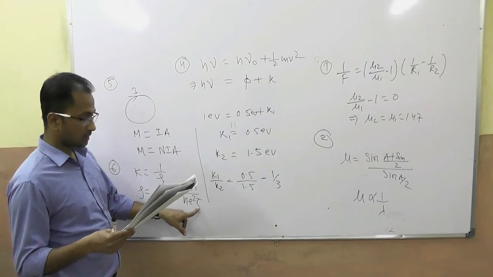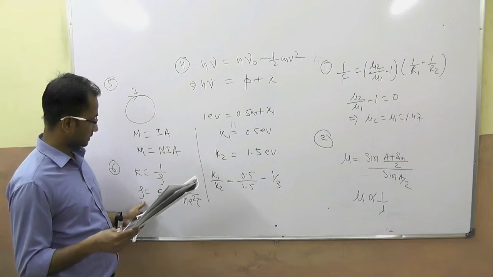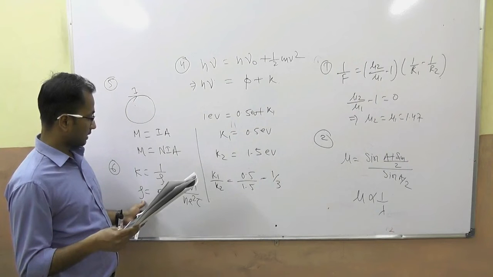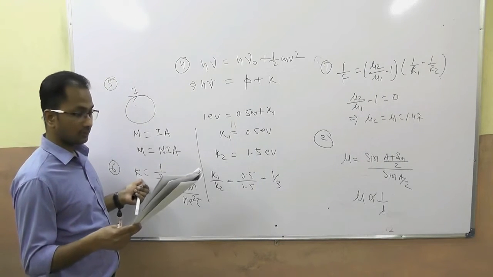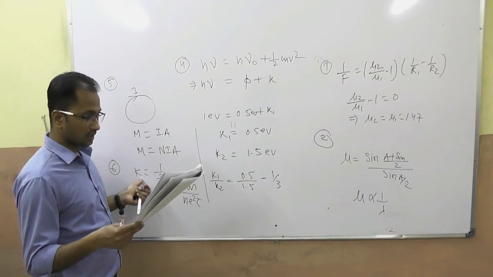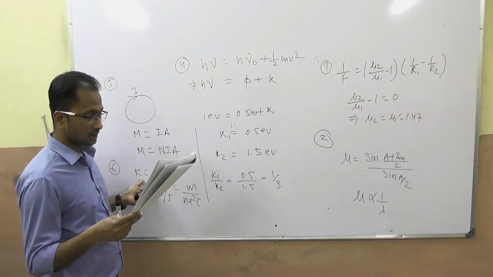If you decrease the relaxation time, the resistivity increases, so conductivity decreases. So option C is correct. Okay.